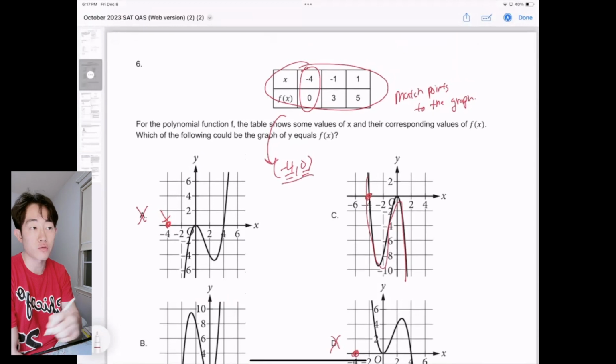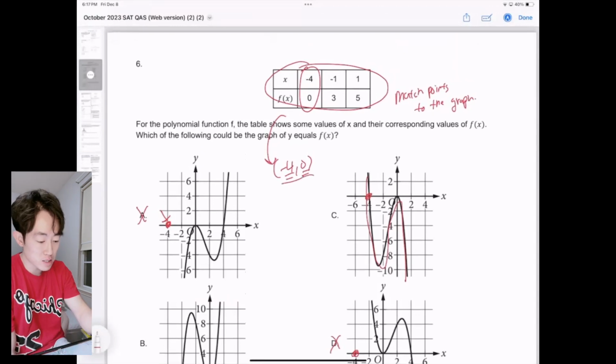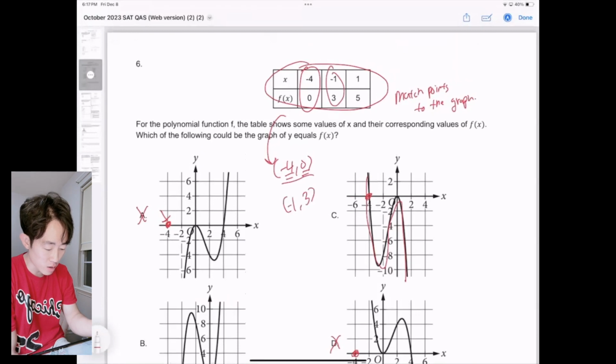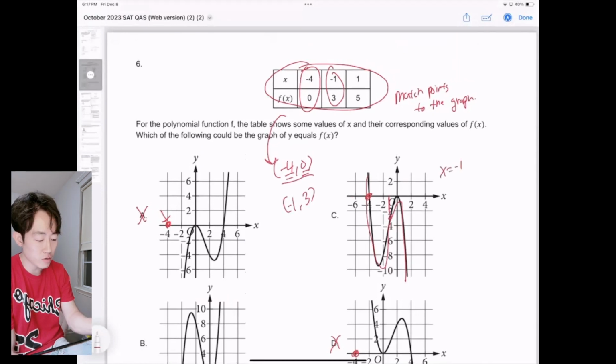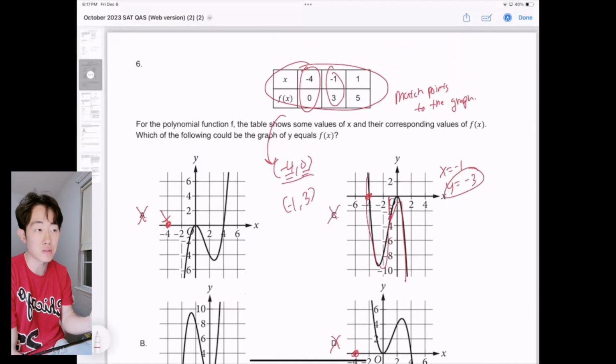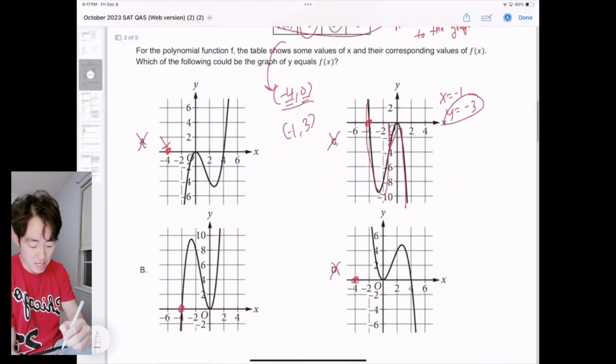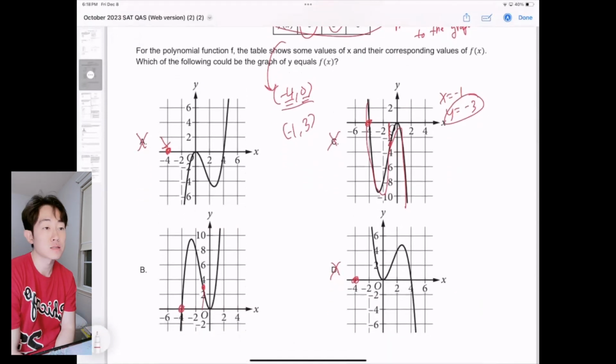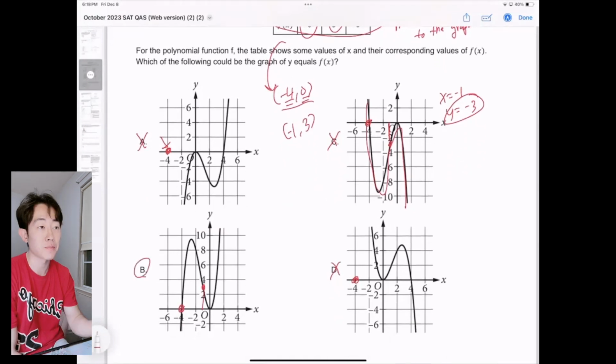Next one was -1, 3. So if I were to use answer choice C, it looks like when x equals -1, y is like -3-ish or something like that. More like it's a negative number for y. There's no way it's going to be C then. Verify for B at -1. Look at that. It's going to be a positive 3, it looks like, so it's going to be B.